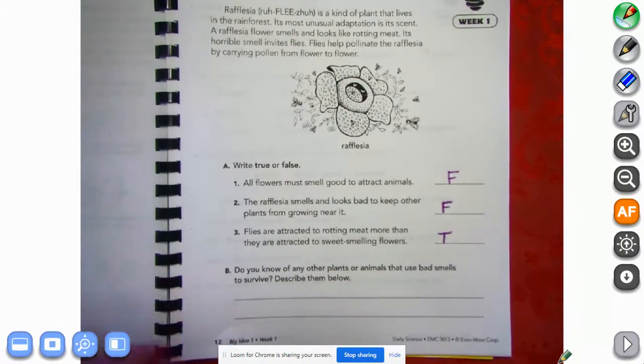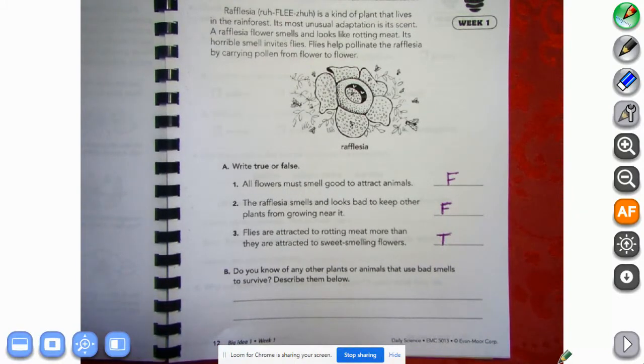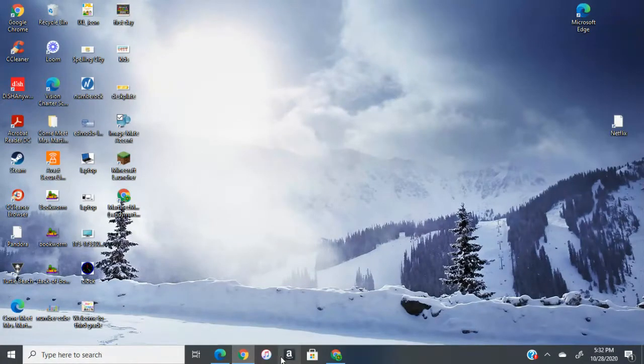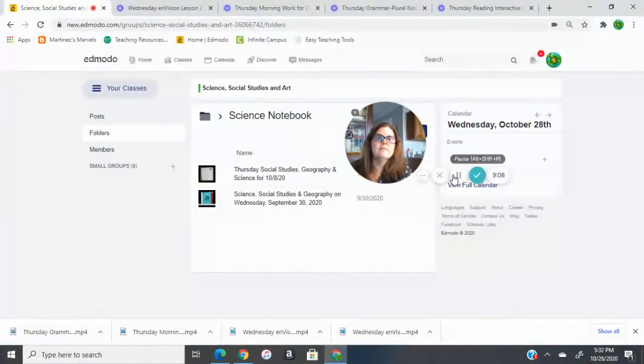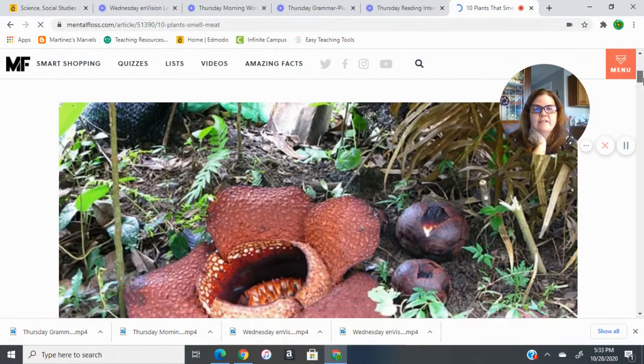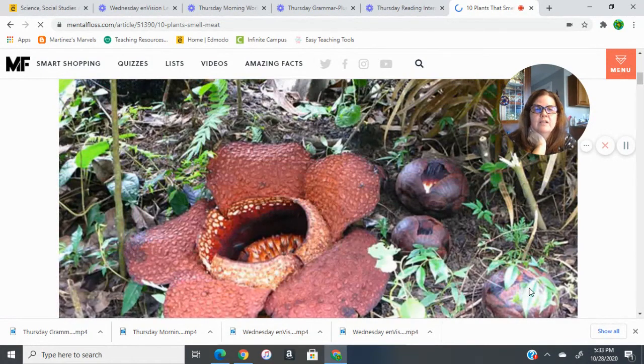And letter B, do you know of any other plants or animals that use bad smells to survive? Can you think of any other plants or animals that use bad smells to survive? Okay, go ahead and write down what you think it is, and I'm going to pull up a video for us. Okay, so here is a real life picture of the Rafflesia flower. Look at how big it is, and these are other little pods of new ones that are coming.